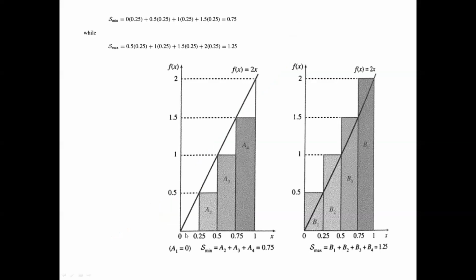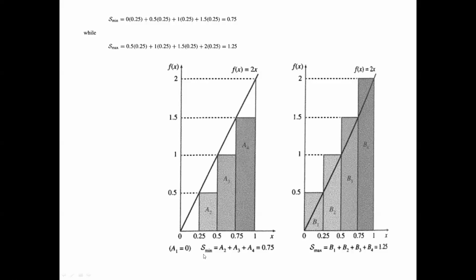So the boundary interval is 0 to 1 in both cases. The function is f(x) equal to 2x. And we have divided the boundary into 4 equal partitions. So the width is always 0.25 over here and over here.